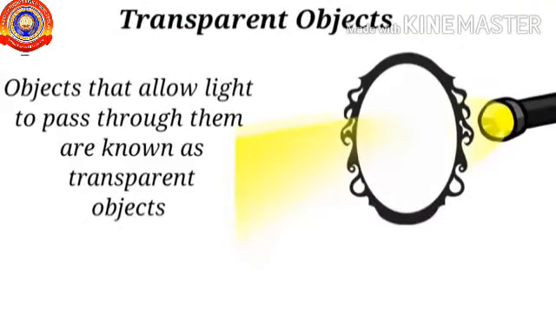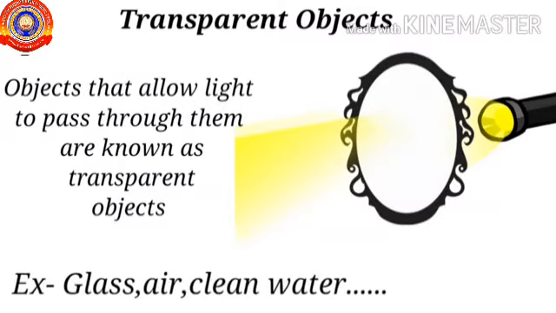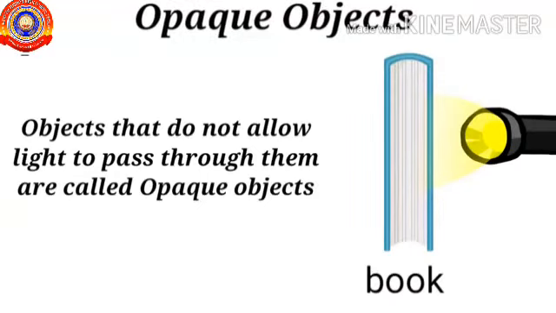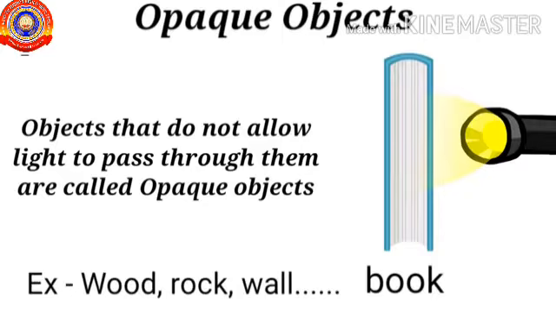Transparent objects. Objects which allow light to pass through them are known as transparent objects. Example: glass, air, clean water, etc. Opaque objects. Objects which do not allow light to pass through them are called opaque objects. Examples: book, wood, rock, wall, etc.